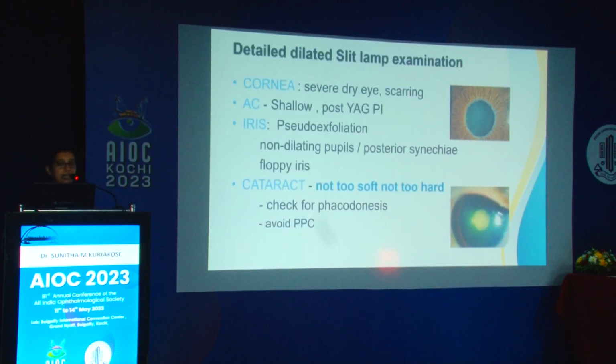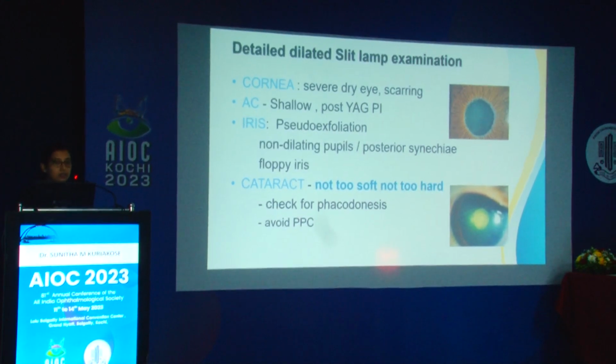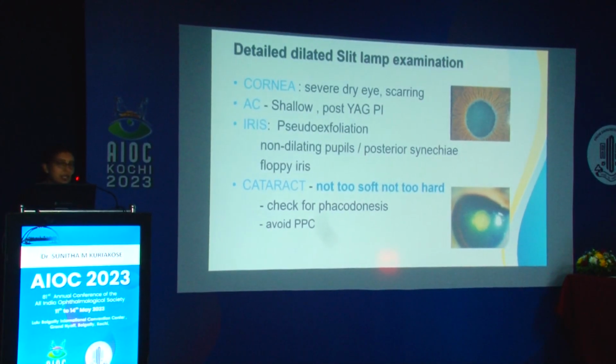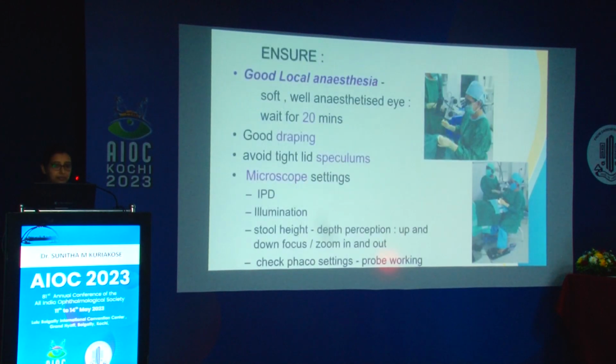A detailed dilated slit lamp examination is also important. Look for any corneal scars or severe corneal dry eye. Look for any shallow anterior chambers; post-YAG PI patients, patients with pseudoexfoliation, non-dilating pupil, posterior synechiae, any floppy iris should all be avoided. Also, make sure to choose a cataract that is not very soft or very hard. Check for phacodonesis. We have to always check for it. And avoid a posterior polar cataract.